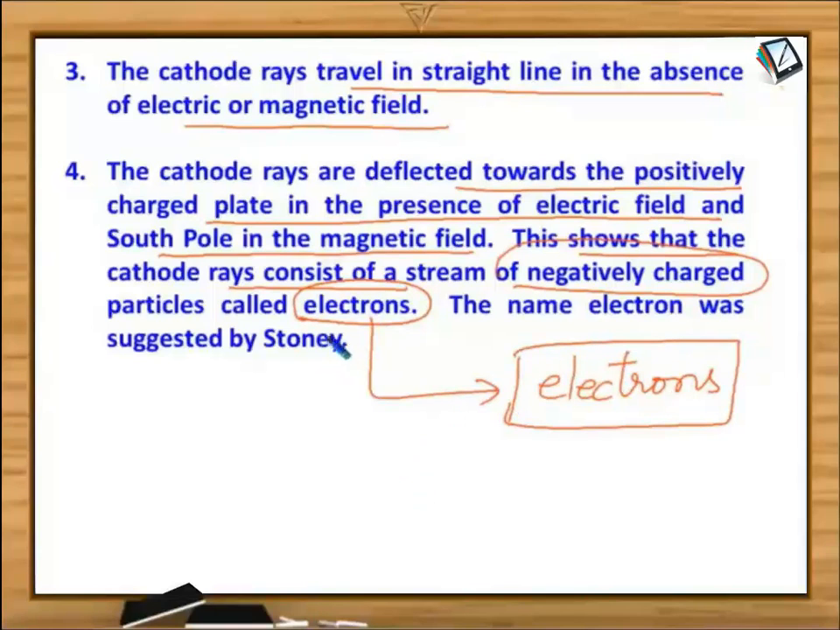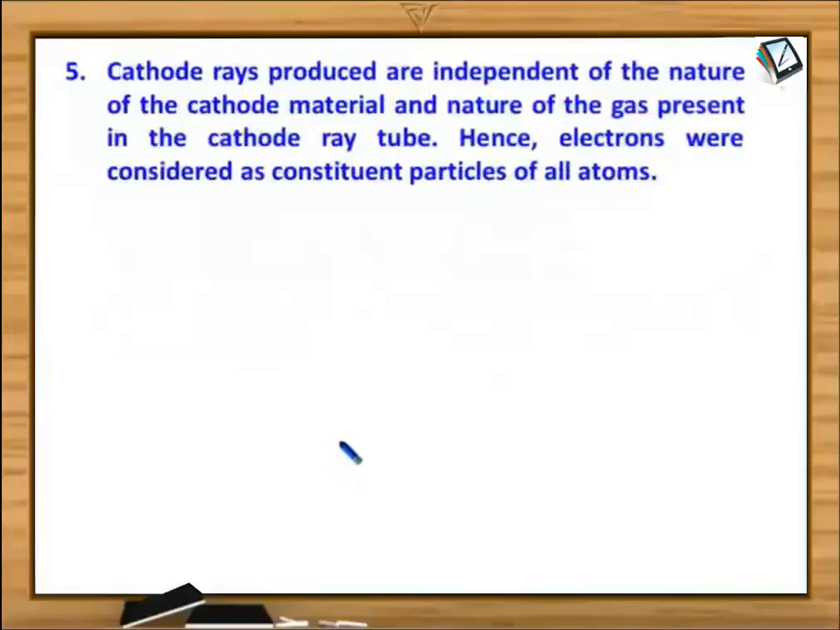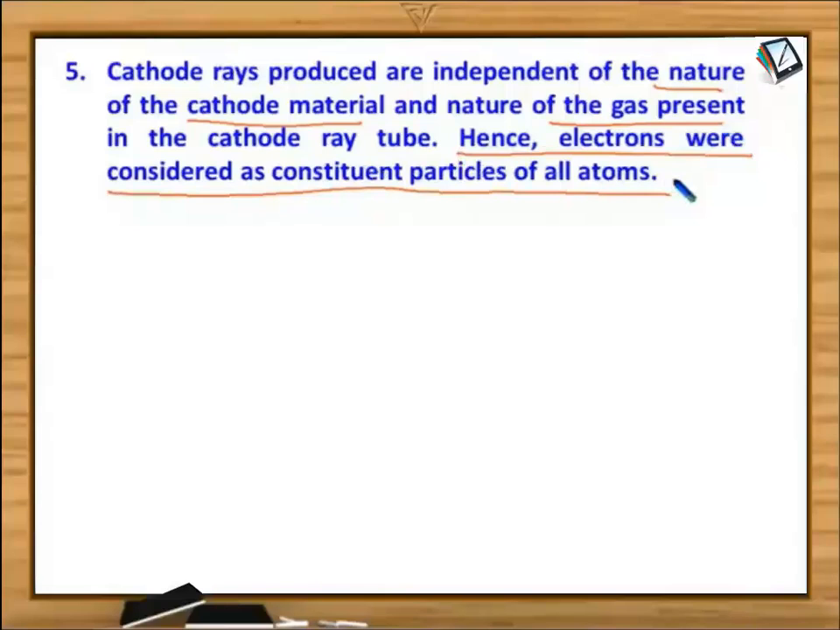The name electron was suggested by a scientist named Stoney. The cathode rays produced are independent of the nature of the cathode material and the nature of the gas present in the cathode ray tube. Hence, we can conclude that electrons are constituent particles of all atoms. So electrons are universal. Irrespective of the gas taken in the discharge tube, the cathode rays produced are independent of the nature of the cathode material.